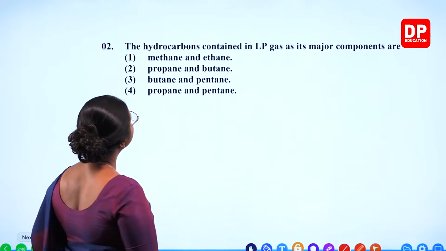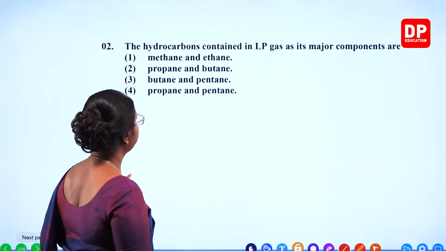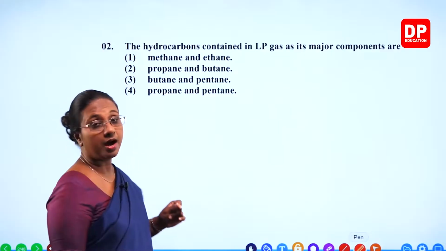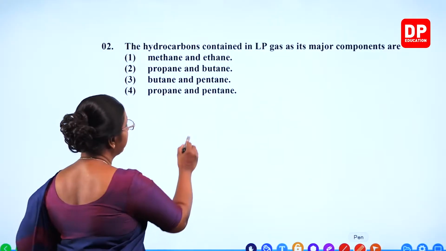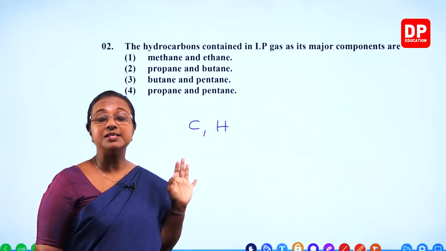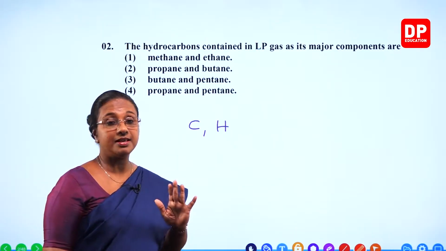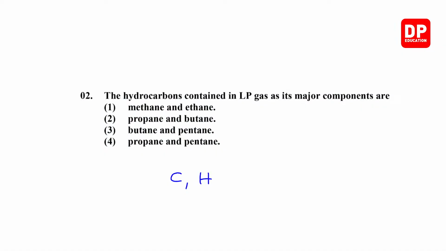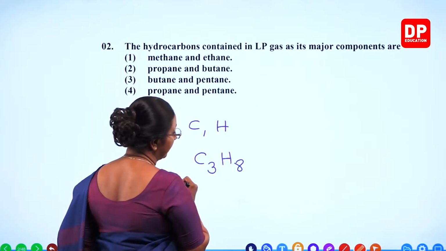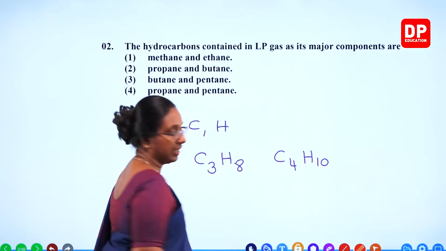Second one, the hydrocarbons contained in LP gas as its major components are. So if you consider LP gas, we have discussed hydrocarbons. These are compounds made up of carbon and hydrogen only. And you all know the number of carbons starts from 1 carbon, that is methane, and the number of carbons increases. So in LP gas, there are 2 main components. You all know C3H8, that is propane, and C4H10, that is butane.